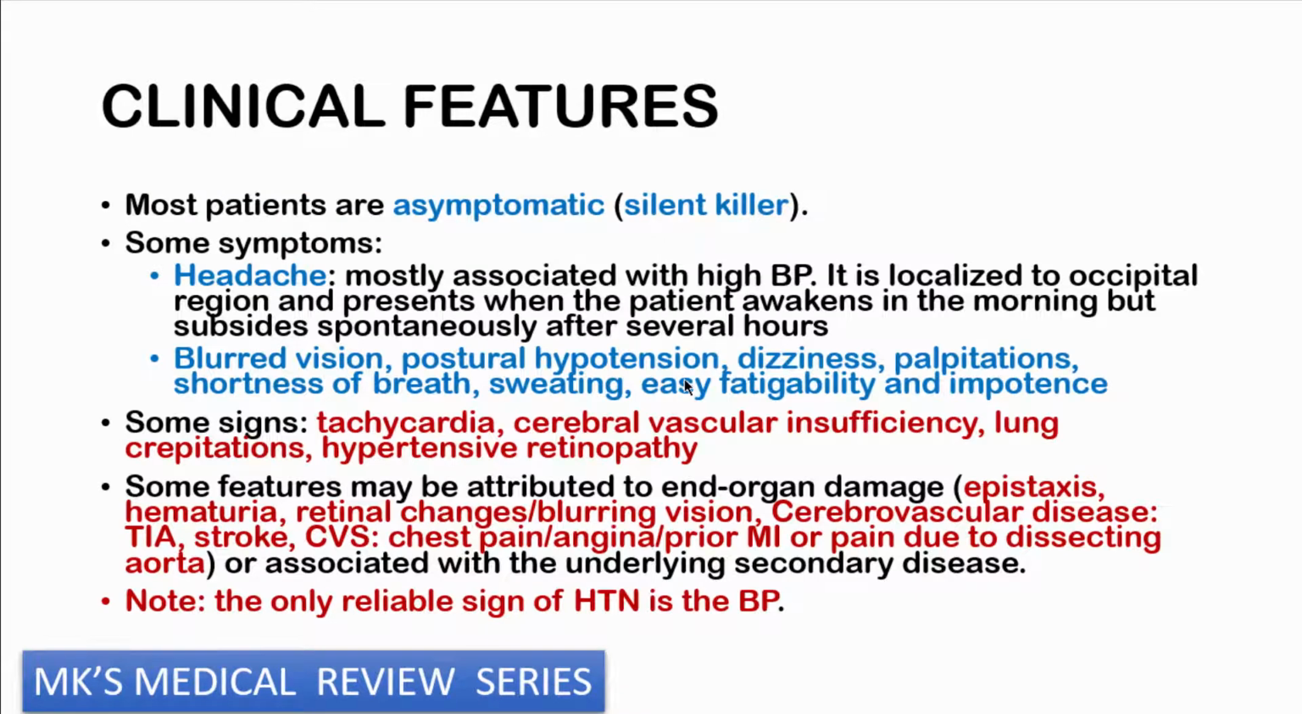Then some clinical features of hypertension. Remember that I told you that this is a silent killer because most of the patients are asymptomatic. So they may not know that they have hypertension until maybe they fall down with a stroke or they actually die. And you may not even know what has killed them. Some people will blame it on witchcraft and say, no, it was an uncle at a village that hated this person. That's why this person fell down and died in church. Some symptoms include things like a headache. This is mostly associated with high blood pressure, but it sometimes may be present even in a person with hypertension.